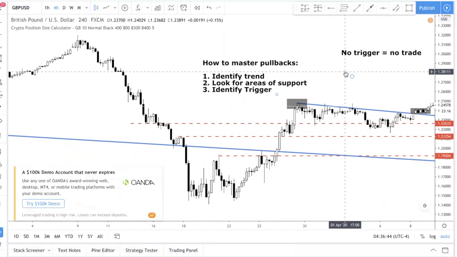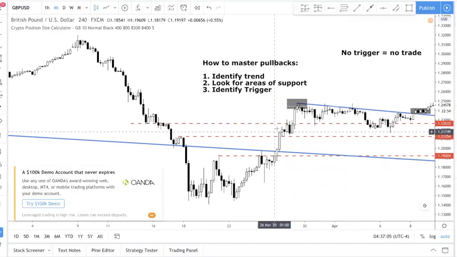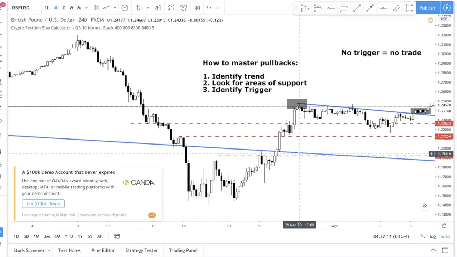The next thing is to identify the areas of support. In a bullish trend, you want to identify areas of support. If you are looking to sell in a bearish trend, then you want to look for areas of resistance. The opposite is true, so I'm not going to repeat for both. You want to map them out using lines: this zone is a potential zone, this zone is a potential zone, and this zone is a potential zone.